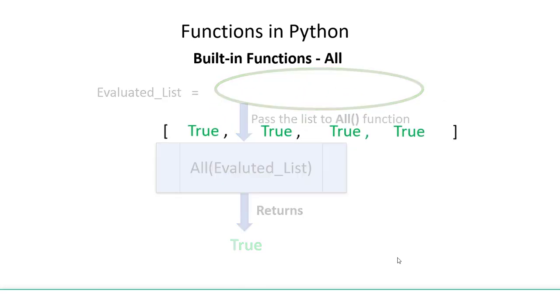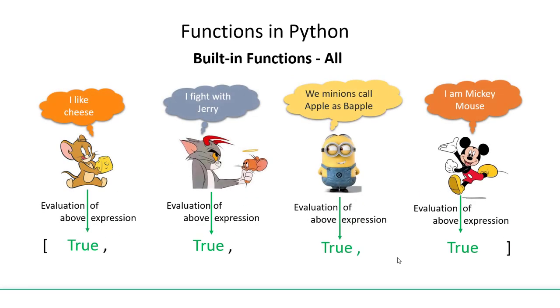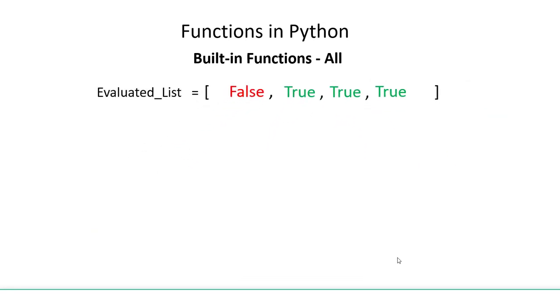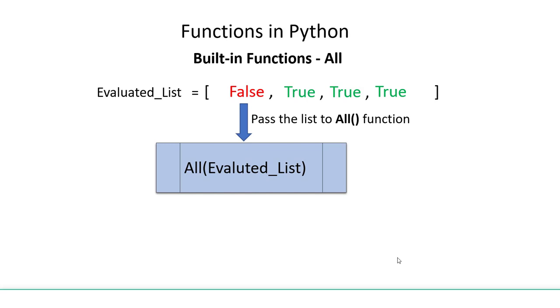That's great. Let us now take up the same example which we saw earlier, and this time we are going to say that cheese is not something that Jerry likes. This is not a true expression, so it's evaluated to false. And now we are going to put all these evaluated values back into our list and pass this list as an argument again to our all function. This time, can you guess what the result is?